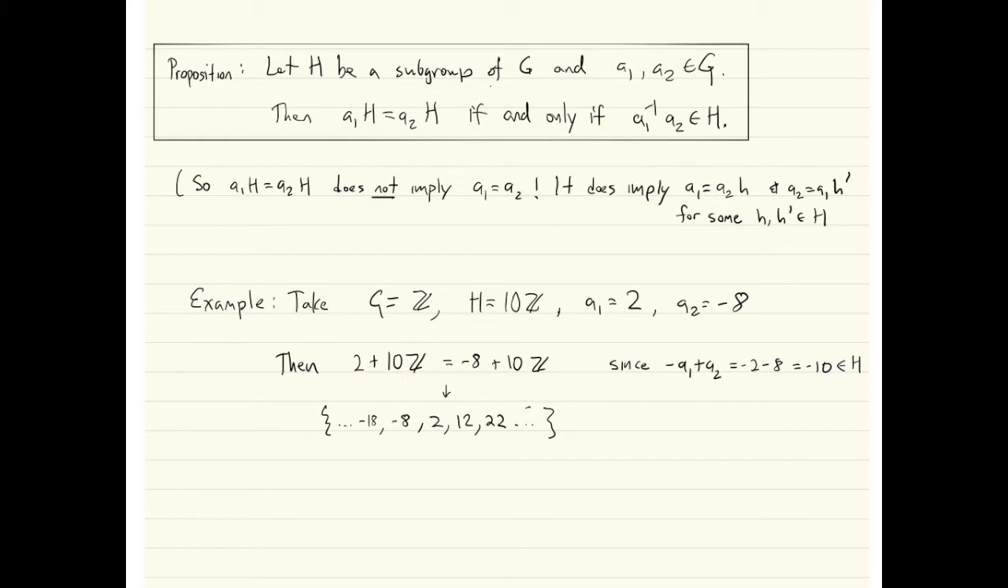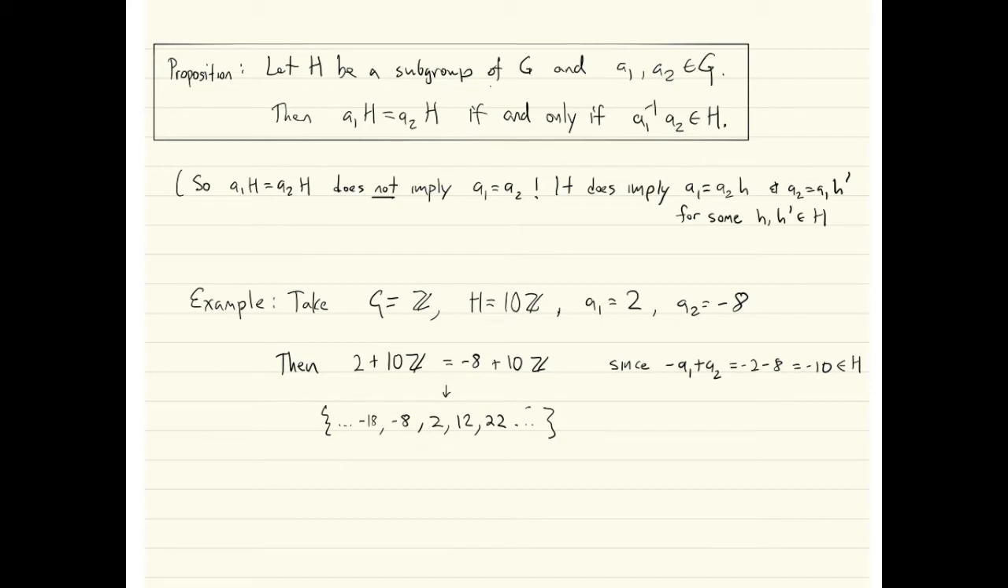And if you ask what are the underlying sets of these cosets, well, 2 plus 10Z is the numbers that are 2 more than a multiple of 10. And so, for example, 2, 12, 22, but then you have to also go into the negative numbers, and 2 minus 10 is negative 8, and so forth. And then, negative 8 plus 10Z is exactly the same set.